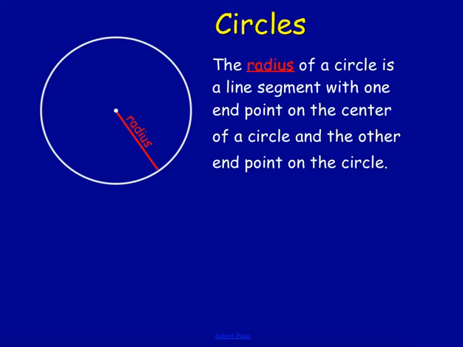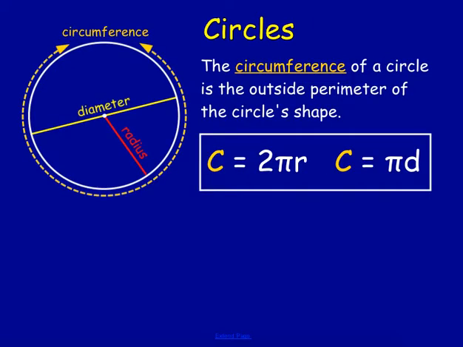We use these to find the circumference of a circle by saying that the circumference has this relationship with pi. The circumference, that perimeter on the outside, is either 2 times r times pi, 2 times the radius times pi, or pi times the diameter. Since the diameter is just 2 of our radius, that's why we can have 2 different formulas for it.